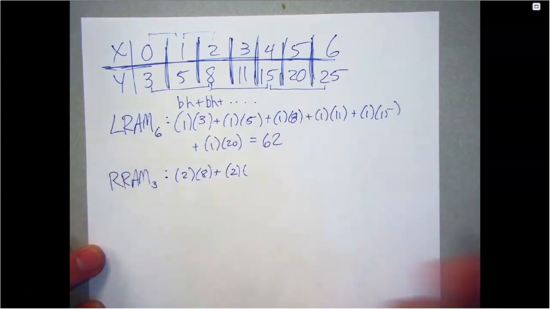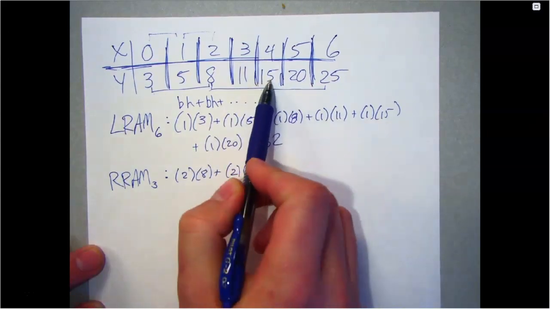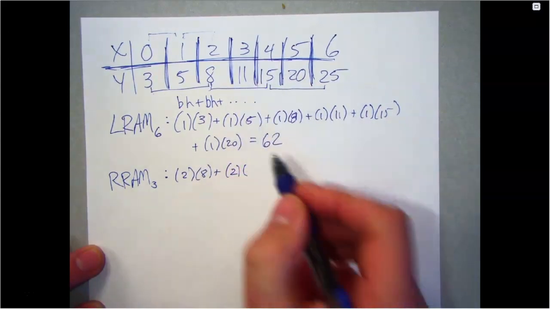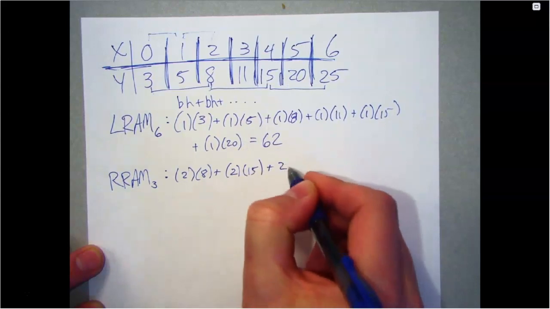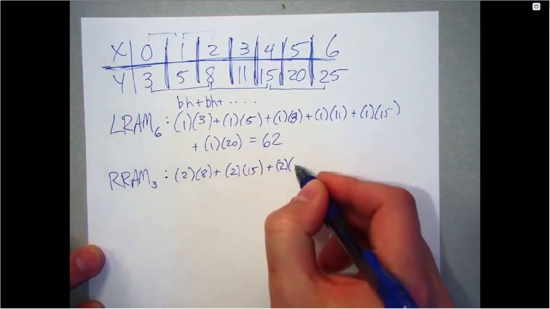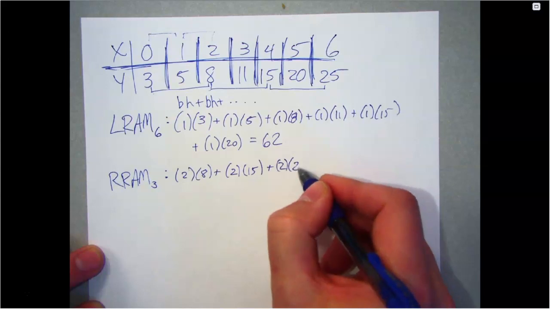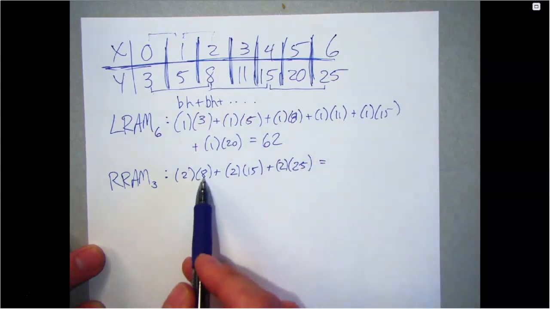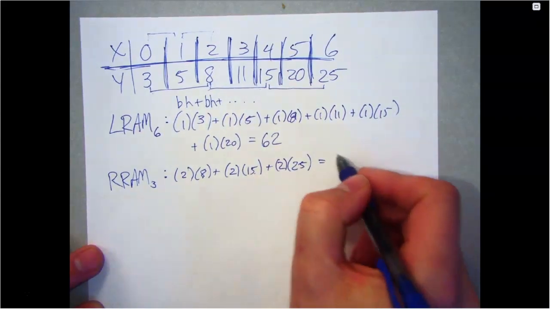And then if I'm using the right hand endpoint, that's going to be 15, right? Plus 2 times what? 25. So 8 plus 6, 23, 4. So that should be 96.